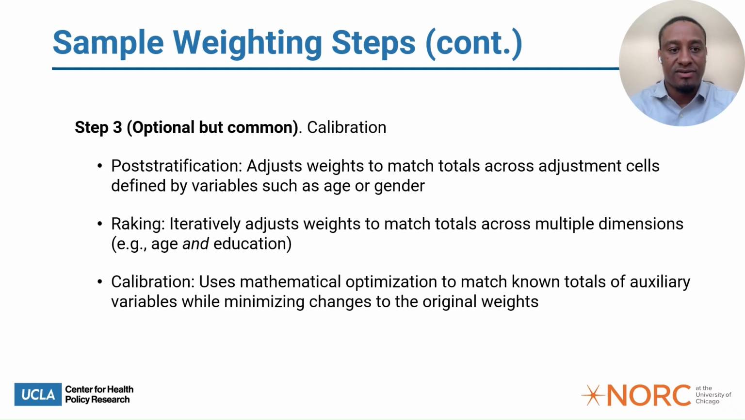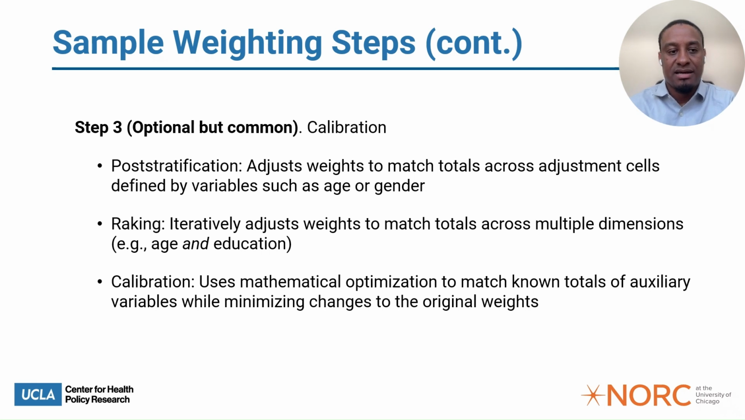Another technique is raking. In raking, we iteratively adjust sample weight to match totals across different dimensions or variables. So, for example, in this situation, we calibrate for age first, then we calibrate for education, and we repeat the cycle until the weight converges.